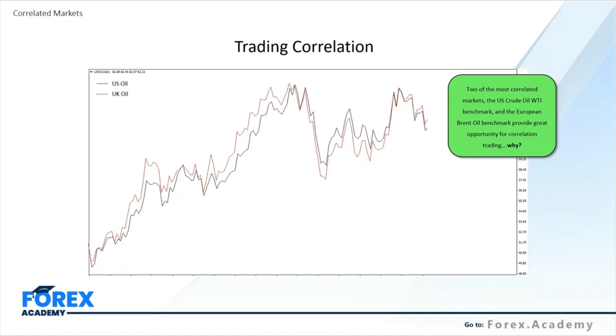Again, let's use the oil market, and there's a very basic approach to really explaining why. Because they are two of the most correlated markets, the US crude oil WTI benchmark and the European Brent oil benchmark provide great opportunity for correlation trading. Why? Traders can choose to both buy and sell two markets at the same time. Okay, and that's potentially something that retail traders don't necessarily think about.